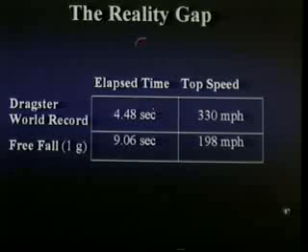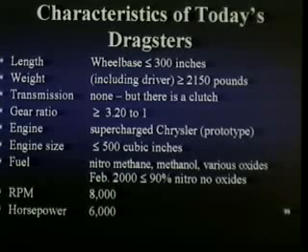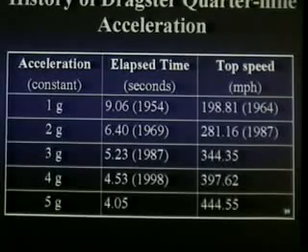Now here's the reality gap. The dragster world record is 4.48 seconds. It takes 4.48 seconds to travel a quarter of a mile. Okay? Top speed at the end of it is 330 miles per hour. Free fall is 9.06 seconds. Look at the difference. Free fall is 198 miles per hour. So dragsters are significantly beating free fall by a lot.